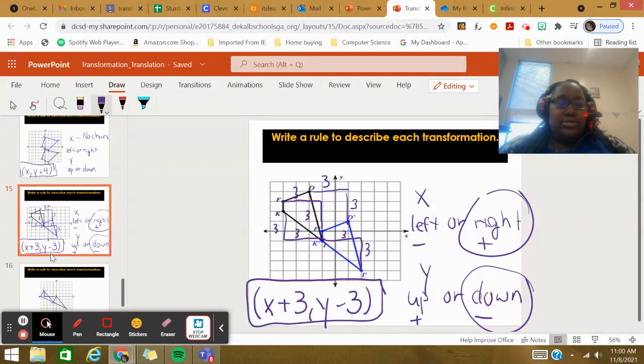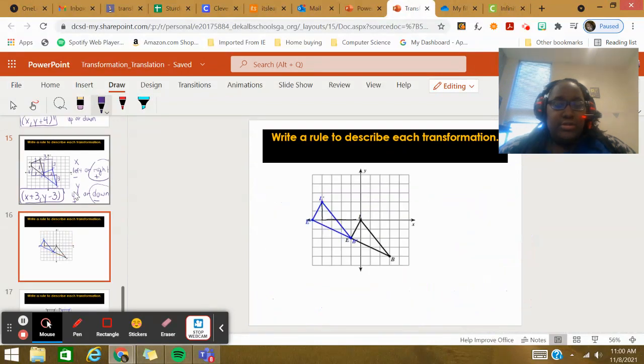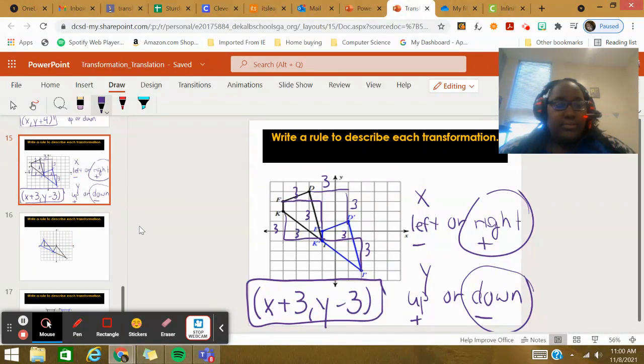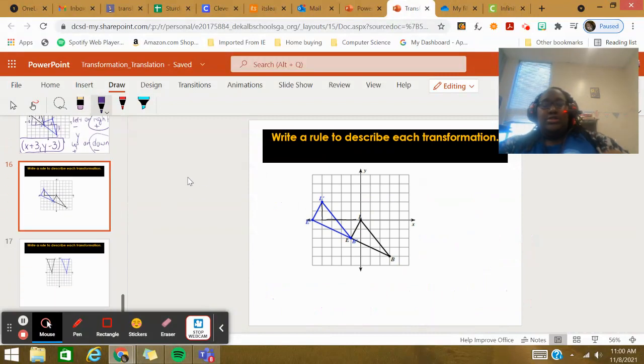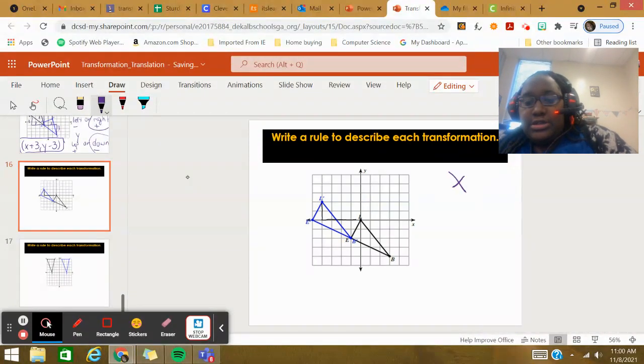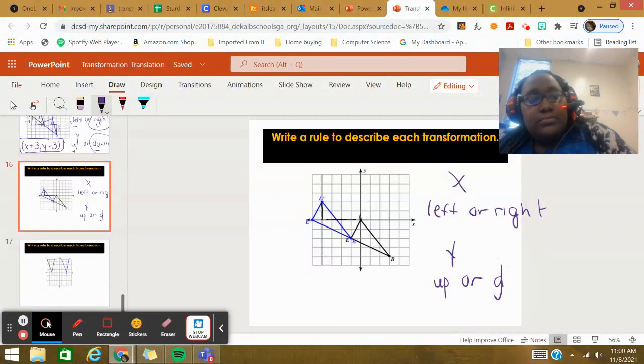Okay. So you guys only have 2 more graphs to complete to write the rules for. So again, I'm going to just give you the rules again. X either goes left or right. And then y goes up or down. And again, if you're going to the left, you're going to subtract. If you're going to the right, you're going to add. To go up, you're going to add. To go down, you're going to subtract.